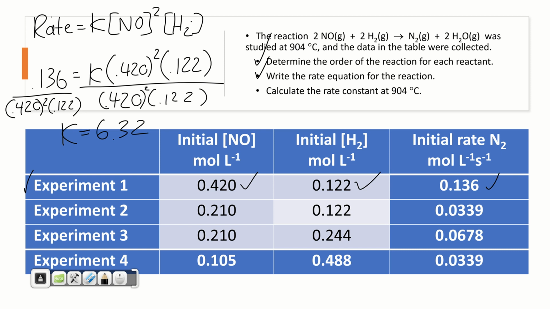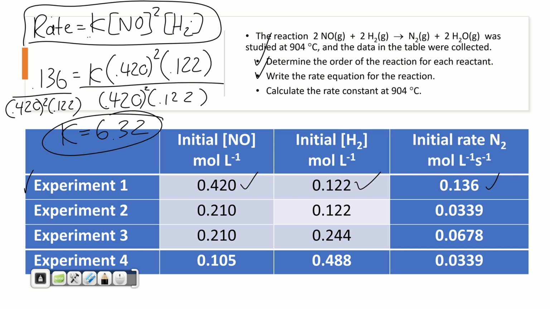If you want to check any of that, if you want to be like, wait, did I do it right? All you do is use this same equation up top, put k in, plug in your concentrations, and see if you come out to essentially that rate. So for example, if I plug in 6.32, I'm going to do experiment 2 now, and I'm solving for rate, which I know what it should be. So I typed in 6.32 times 0.21 squared times 0.122. Oh my gosh, it comes out to 0.0340. Should I start crying?